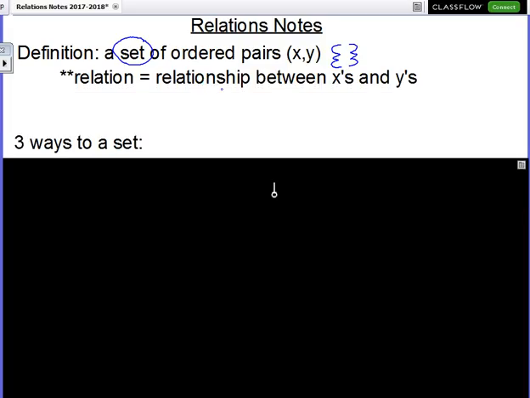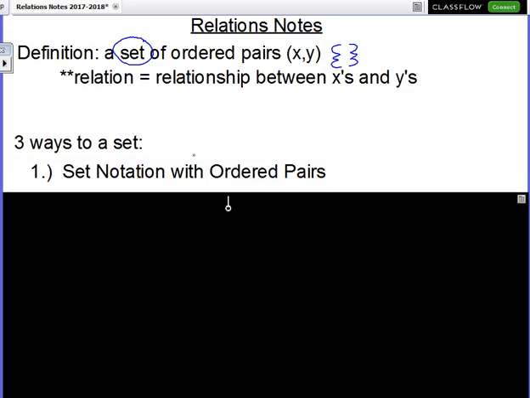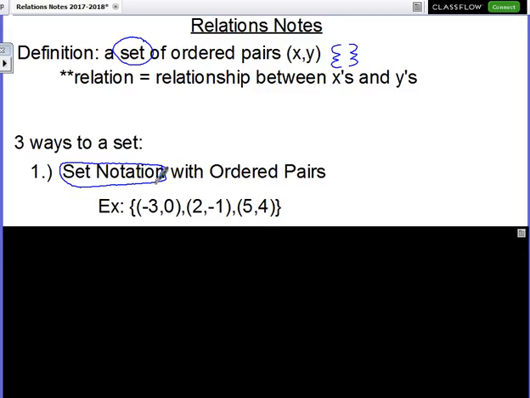So there are three ways to represent these sets. When you're given a set, you can put it in that set notation. Remember, set notation is just the set symbol with those ordered pairs inside of it. So an example would look like this right here. Those are the set notations. We have a set at the beginning and a set closing at the end. Notice there are no set symbols in between the ordered pairs. It's a set at the beginning, it opens that set, and then a set at the end, which closes the set.